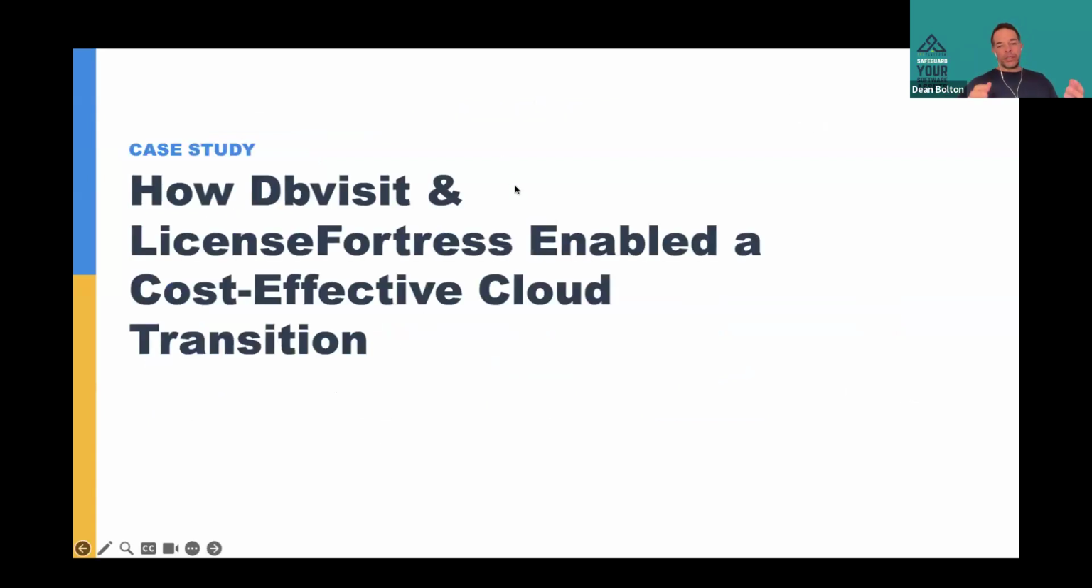Okay. Now, we've talked a bunch about all these different things in kind of generic terms. Let's talk about this in a real concrete way, how we were able to help a customer really get not only cost savings, but a much better operational process in place through a cloud transition that they did.